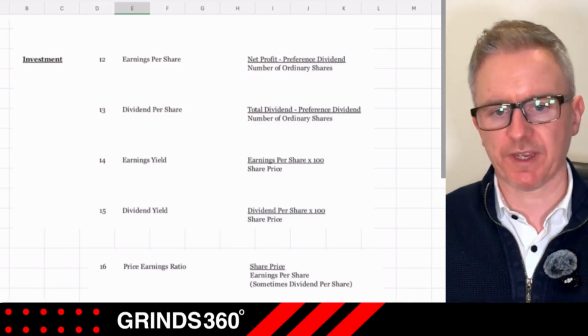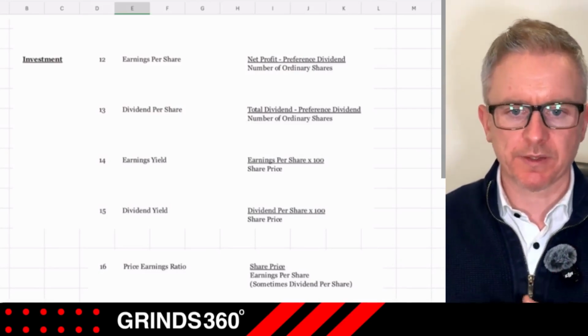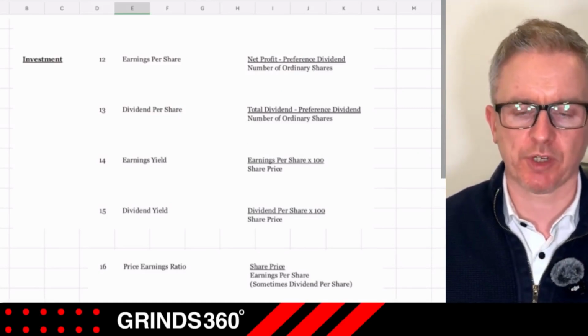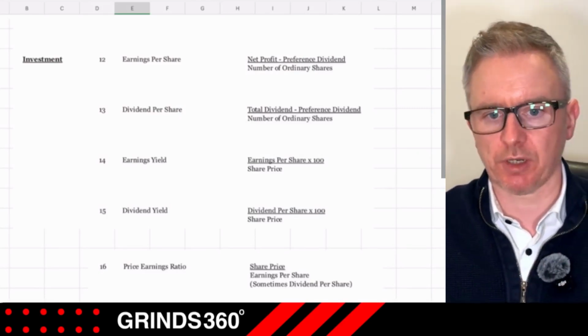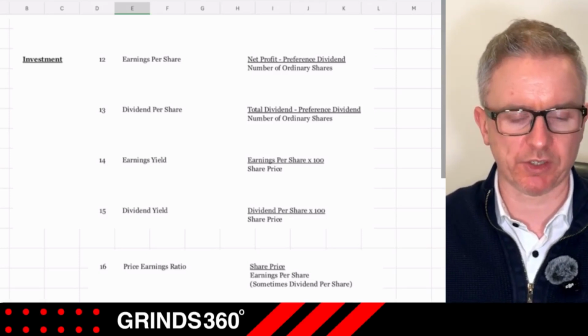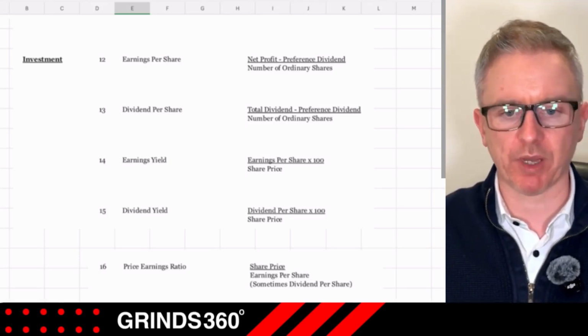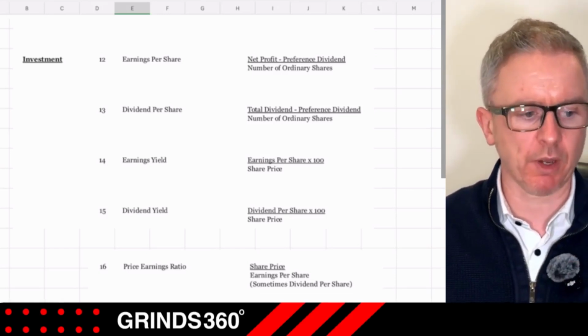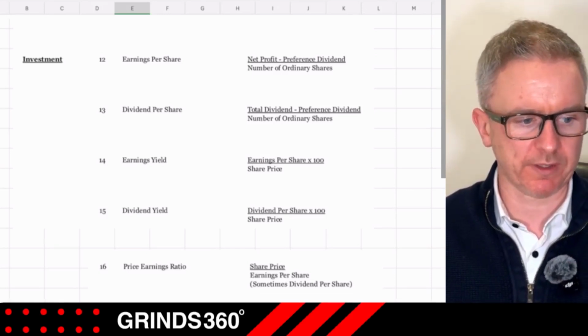So moving on to our investment ratios then, all right? So the investment ratios are earnings per share. How much have we as ordinary shareholders earned per share this year? So that is going to be our net profit minus the preference dividend. So you can see again, we're using that preference dividend figure all over the number of ordinary shares.